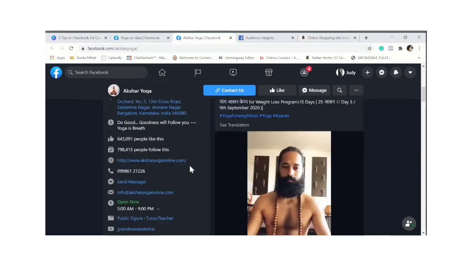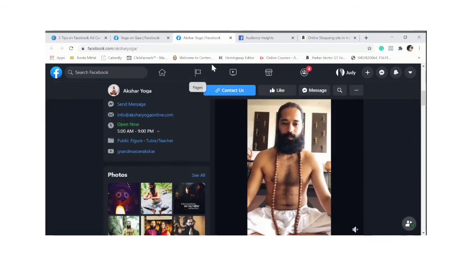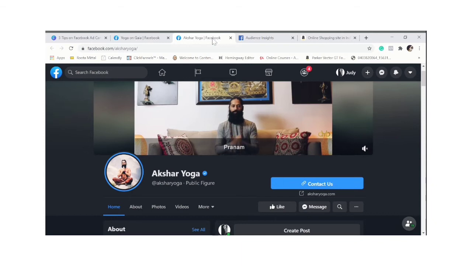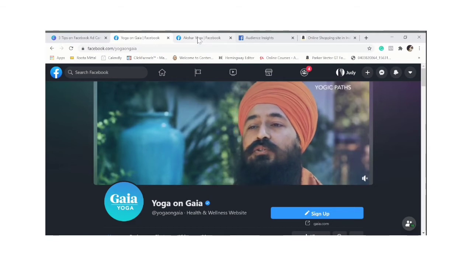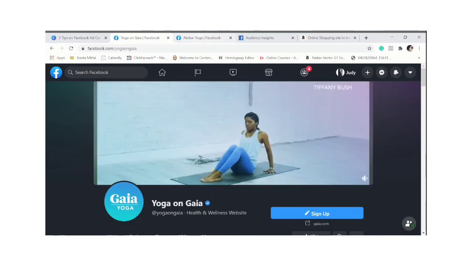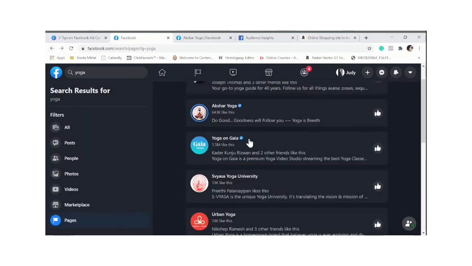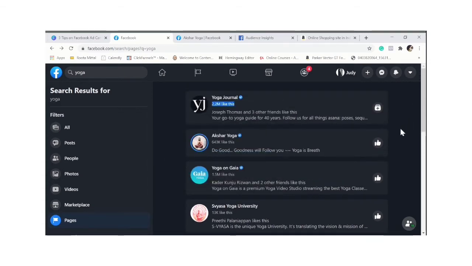I don't know, guys. I don't think I want to opt for this. The whole point is that I'm trying to make at least 8 to 10 variations, so I need to find at least 8 to 10 interests. Right now, I think I'll go for the first one, which was Yoga Journal, and then I'll go for Yoga on Gaia. So we already have 2 of them as our interests.